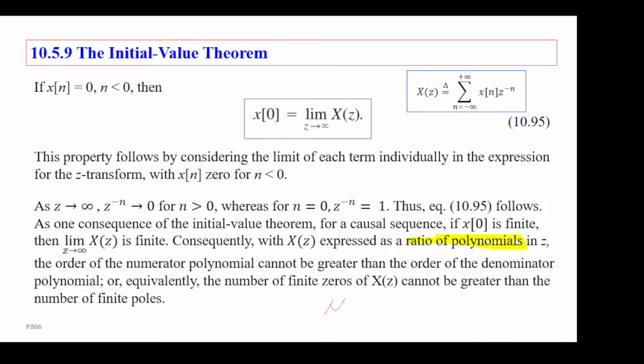That's the numerator of z over the denominator of z. We still want this to be finite as z goes to infinity, and that just means the power of z in the numerator should not be more than the power of z in the denominator. So that's all I want to say. The zeros cannot be more than the poles.